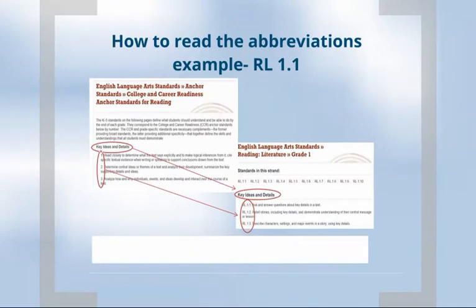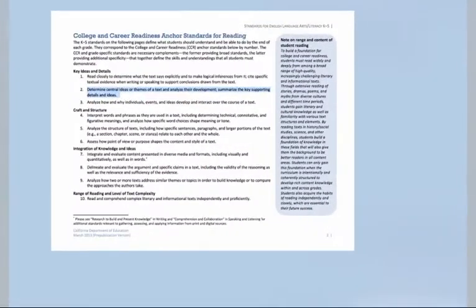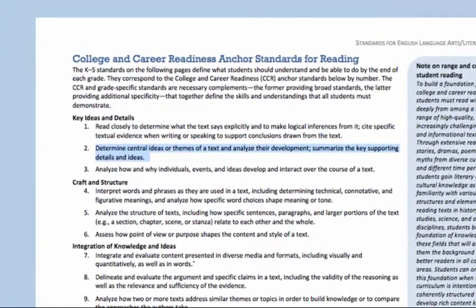So let's take a look at what the standards look like broken down into parts. The hierarchical structure of the English Language Arts Common Core is grade, strand, cluster, standard, and indicator. When talking about the anchor standards, they are identified by strand, the letters CCR for College and Career Readiness, and the number. R.CCR.2 is the anchor standard, which reads, determine central ideas or themes of a text and analyze their development. Summarize the key supporting details and ideas.